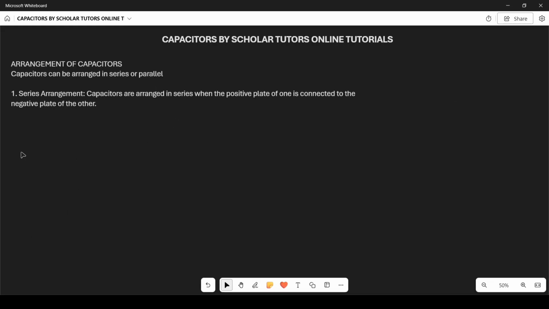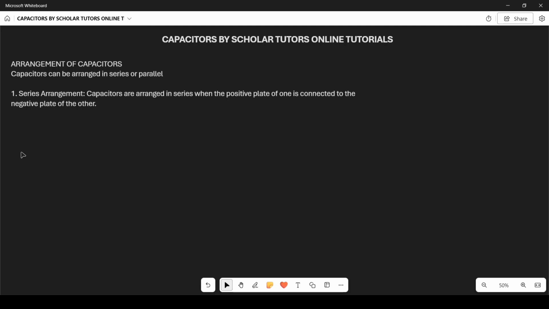We've talked about the capacitance of a capacitor. Now let's talk about how capacitors can be arranged in a circuit. How do we put them together to make a functional circuit? Capacitors can be arranged in majorly two ways. The first one is in series and the second one is in parallel.